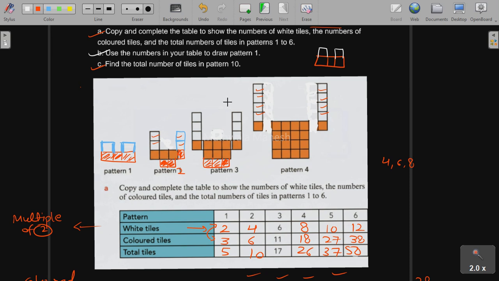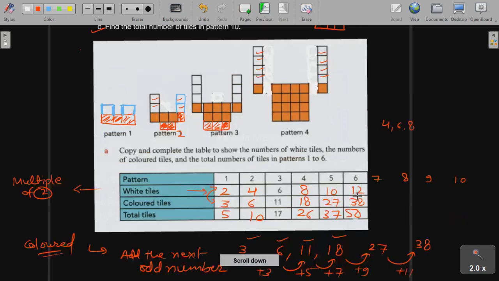C option. Find the total number of tiles in pattern 10. This is pattern number 6. So we have to find pattern 7, 8, 9, and 10. So what will be 10? Here we can write 14, 16, 18, and 20. And for this one, color tiles, we add 11. Now we have to add plus 13.